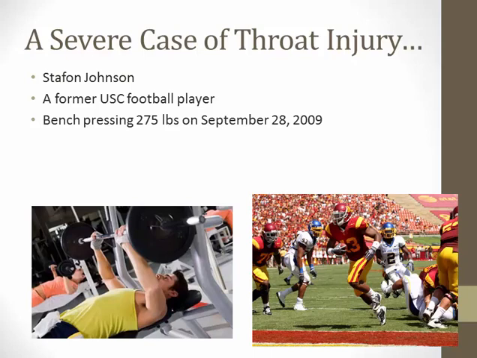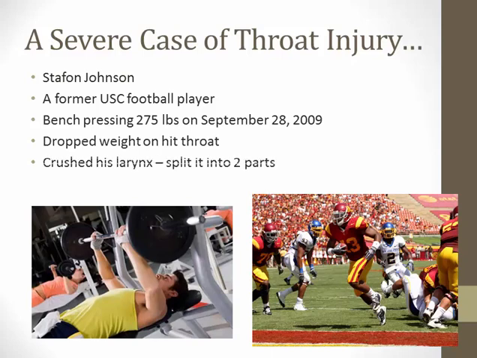But for some reason, this weight slipped from his hands, and he had spotters, but it happened too fast for them to catch it. He dropped this weight over his throat, which crushed his larynx and split it into two different pieces. So he was rushed to the hospital, but even the physician did not know what to do, because typically when a physician sees a case like this, it's a fatal car accident where they don't even have to do anything.